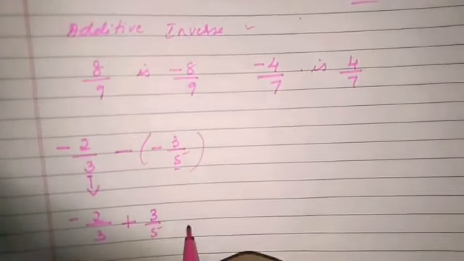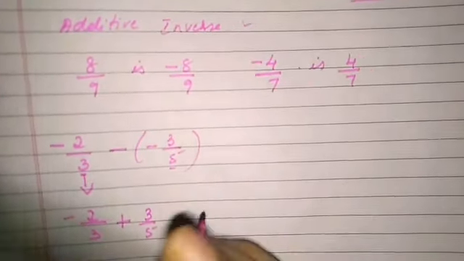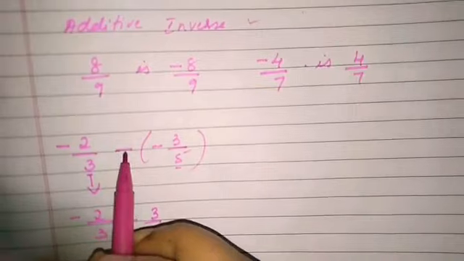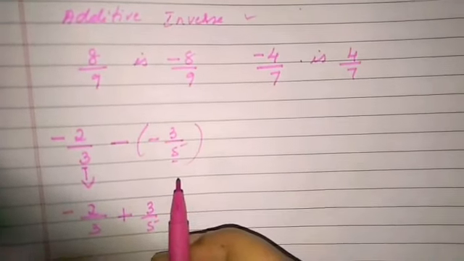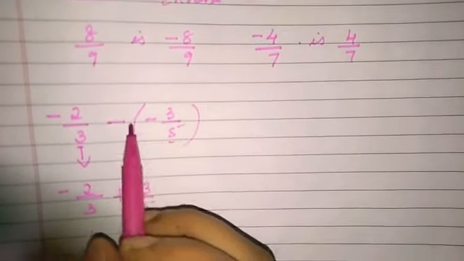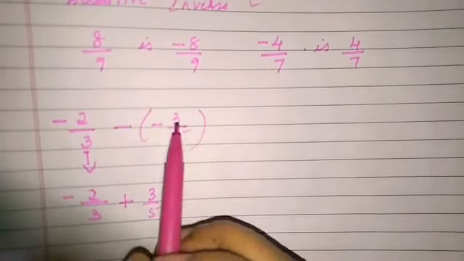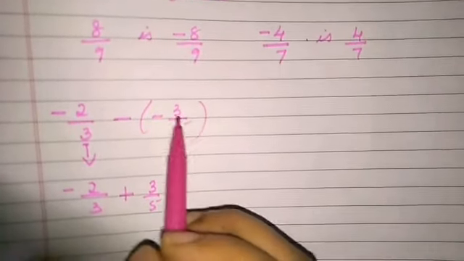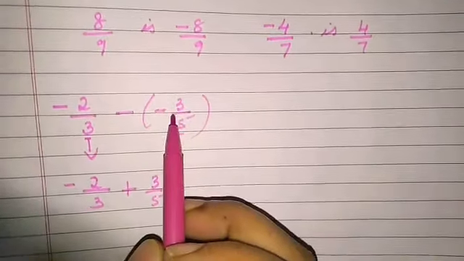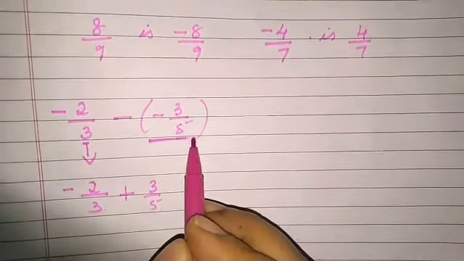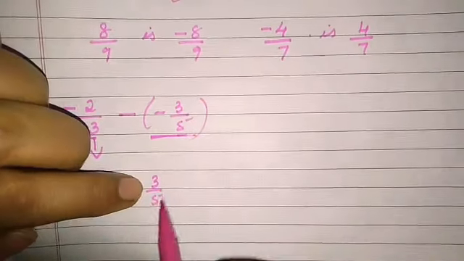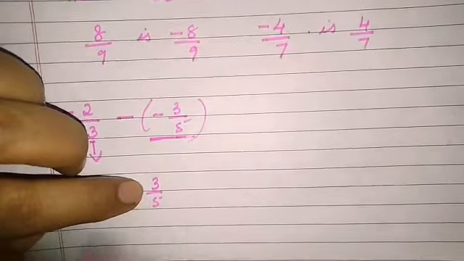Now this is your first step. So what do you do? You write this down as it is, and then you change the sign from minus to plus, because here we are adding the additive inverse. That's why we have to change the sign from minus to plus, and the number which you're going to subtract, change the sign of that number. If the number is negative, make it positive. If the number is positive, make it negative. What we see inside this bracket is that the number is negative, it's minus 3 by 5. So I will write it as 3 by 5, a positive rational number.